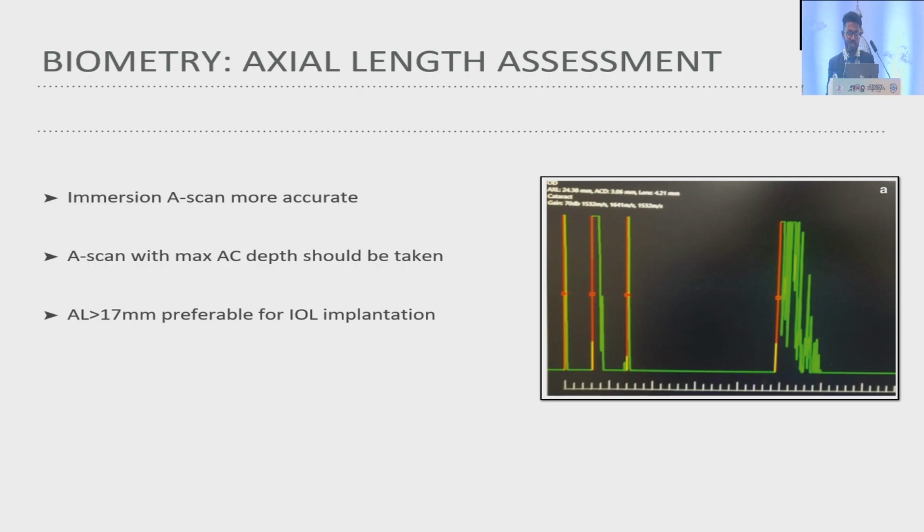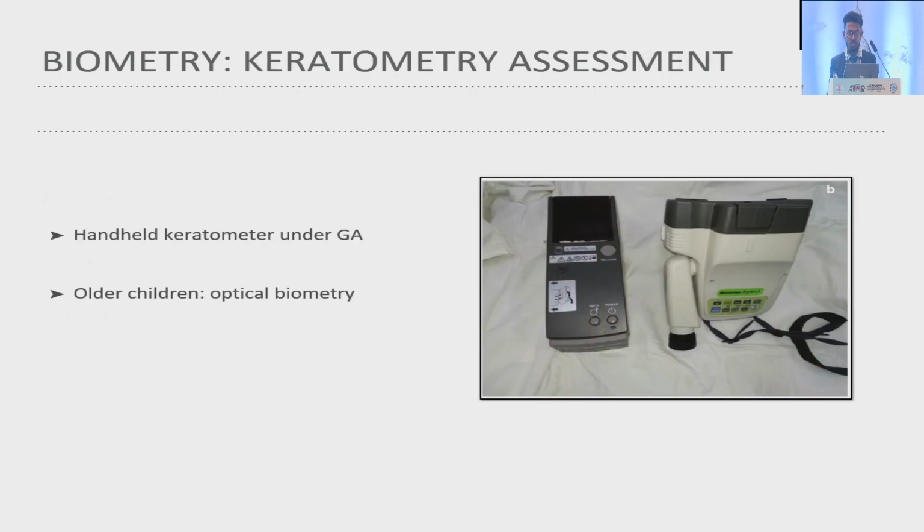And when we are doing a contact method, maximum AC depth should be taken so that we have some idea of it going through the fovea. An axial length of more than 17 mm is preferable for IOL implantation. From axial length, next we go on to keratometry, which is usually done under general anesthesia during our examination under anesthesia using handheld keratometers. However, in older children who might cooperate, optical biometry is still the gold standard.